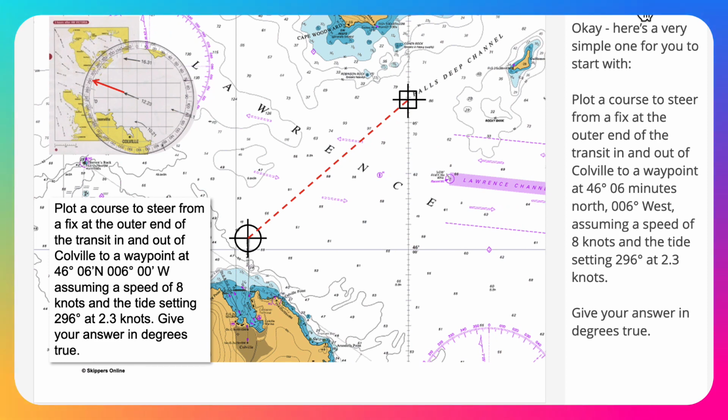Okay, here's a very simple one for you to start with. Plot a course to steer from a fix at the outer end of the transit in and out of Colville to a waypoint at 46 degrees 06 minutes north, 006 degrees west, assuming a speed of 8 knots, and the tide setting 296 degrees at 2.3 knots. Give your answer in degrees true.